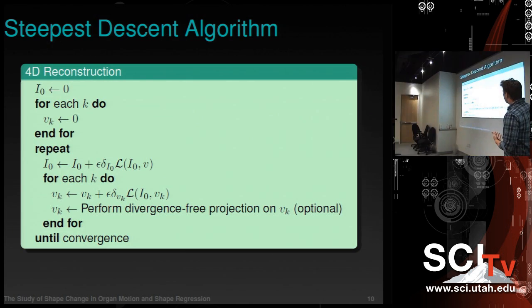So to repeat, we're just going to optimize this in an alternating fashion. So we're going to do a gradient descent where we alternate between stepping in the gradient and I0, and then we'll update the velocity fields. And we'll update these jointly until they both converge.